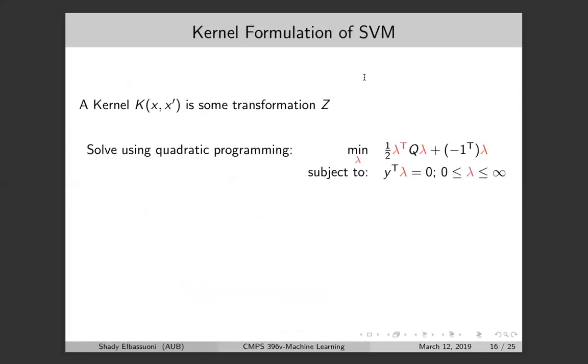So the kernel K of x and x dash is some transformation Z. We don't need to worry about what the transformation is. We just know that it's a nonlinear transformation Z. Then we solve using quadratic programming. Again, the library would do this for you, we don't have to worry about anything.